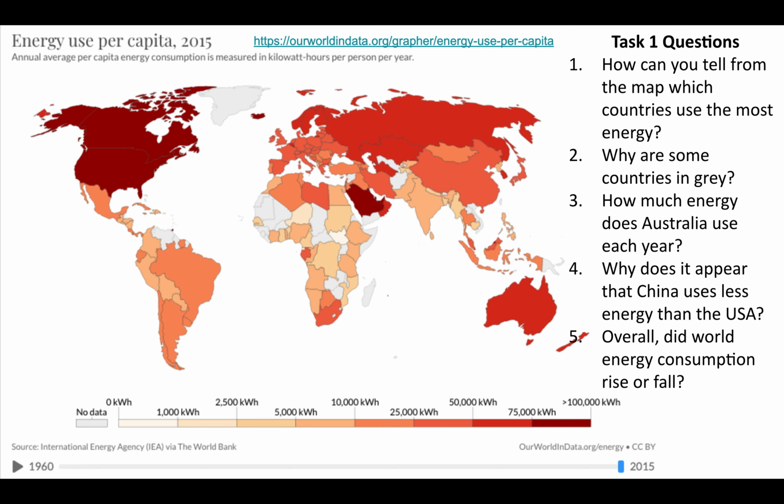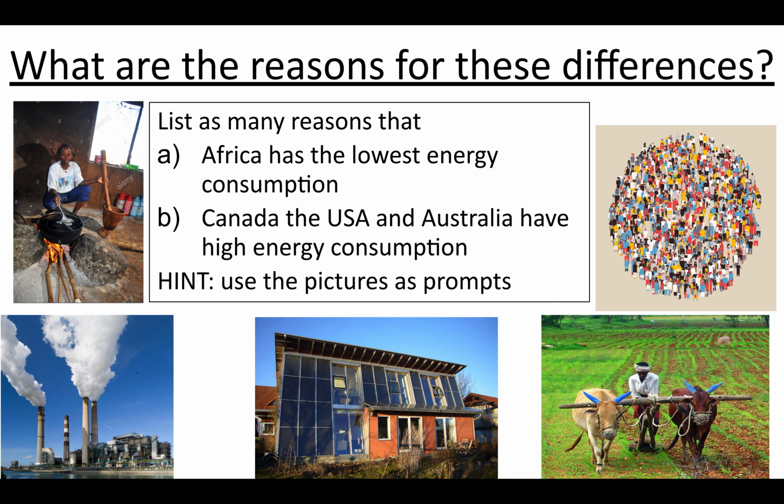So here in this map, we've been looking at energy consumption, how much energy we use. And next, we're going to be looking at energy production. But before we do that, we want to just explain something. From the images below, why is it that our African countries have amongst the lowest energy consumptions?